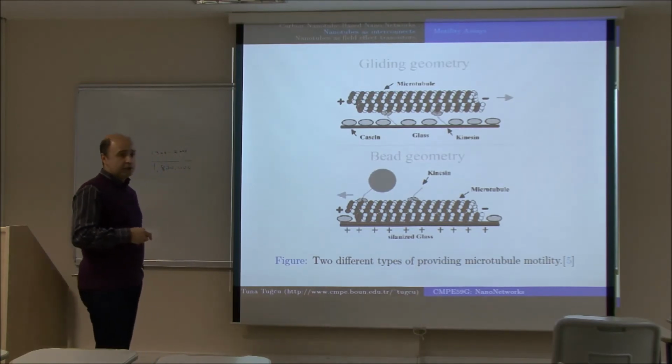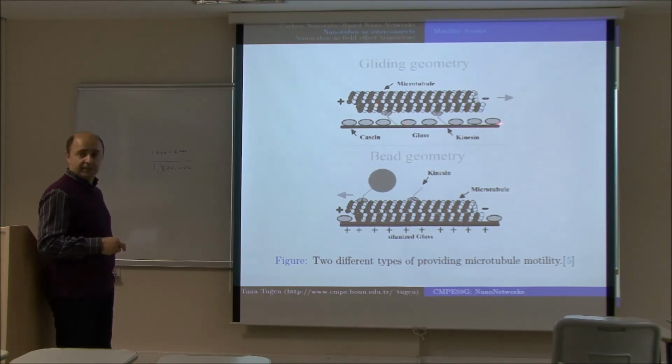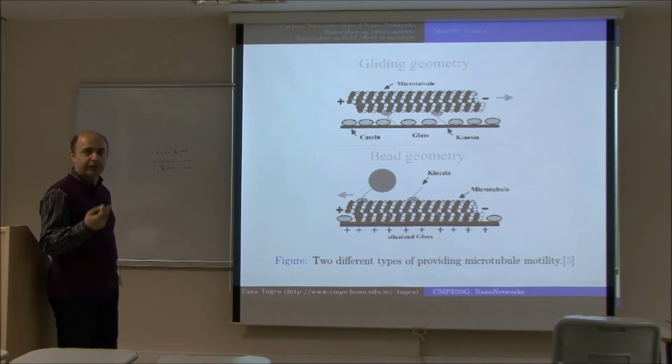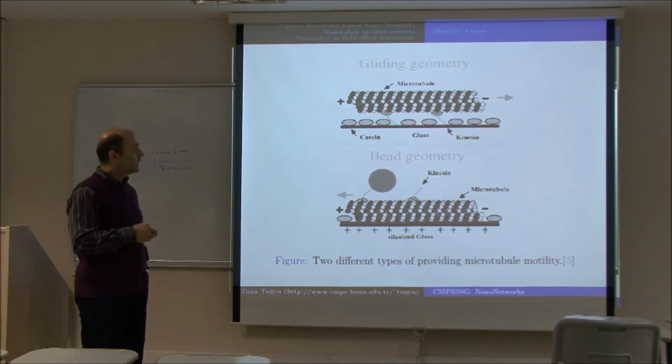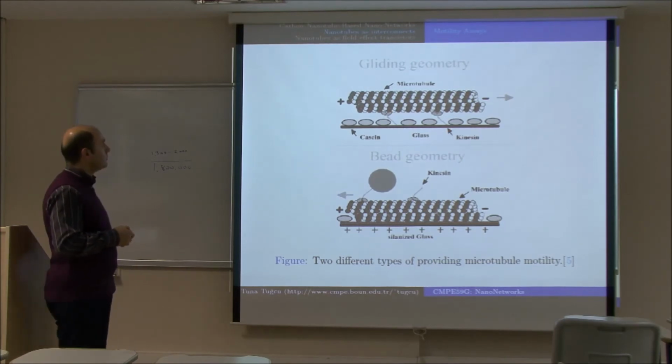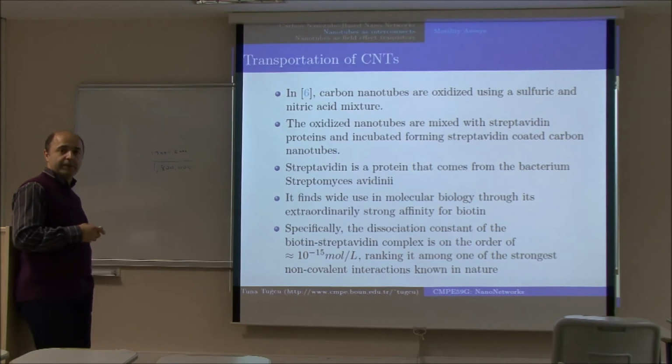The gliding geometry is different. In gliding assays, what happens is now the motors are fixed, and you put a microtubule. The molecular motors try to walk, but while they're walking, actually they're not moving at all by themselves, but they're pushing the microtubule in the other direction. So you can benefit from this idea, as we will see now.